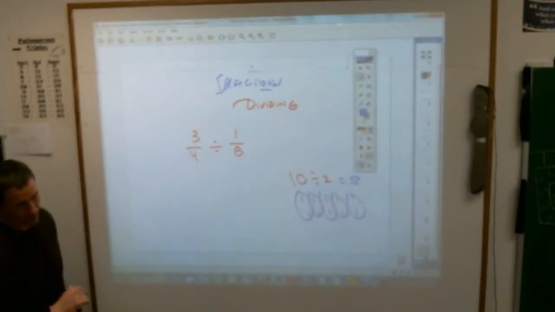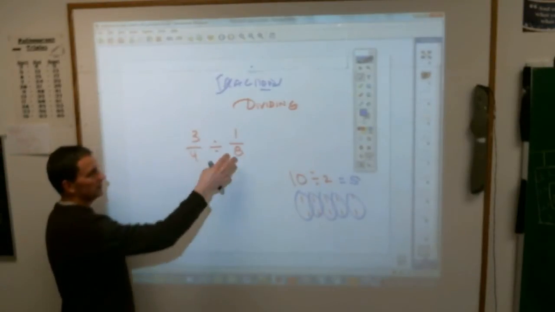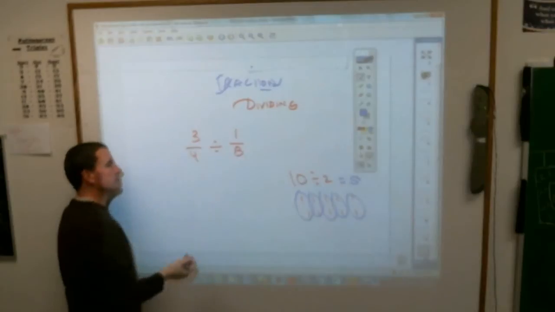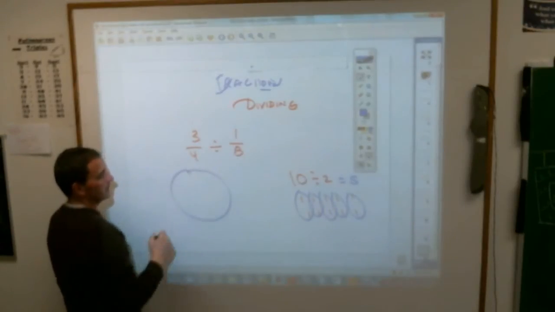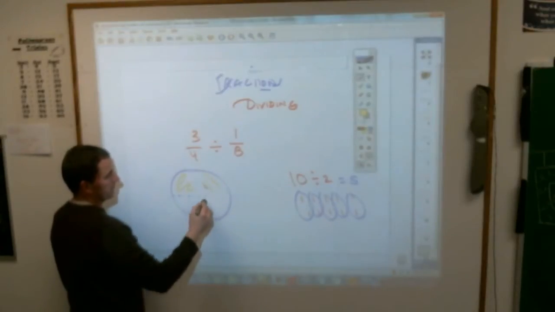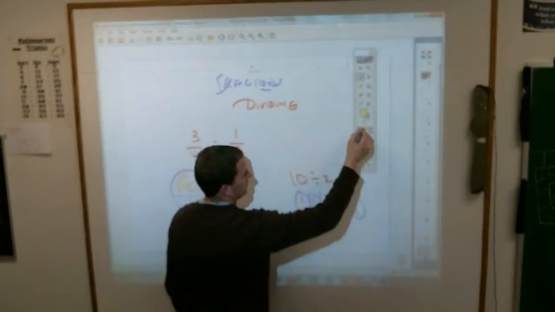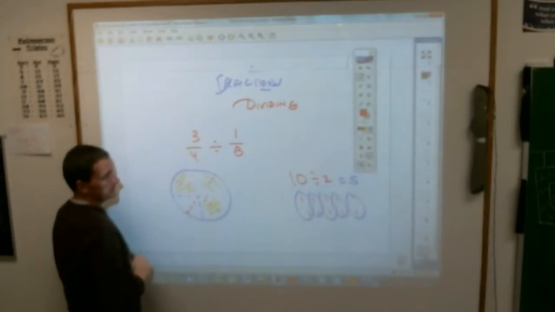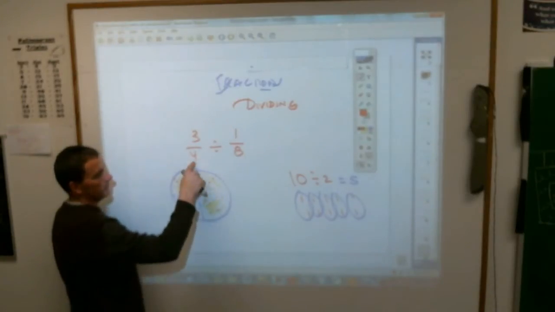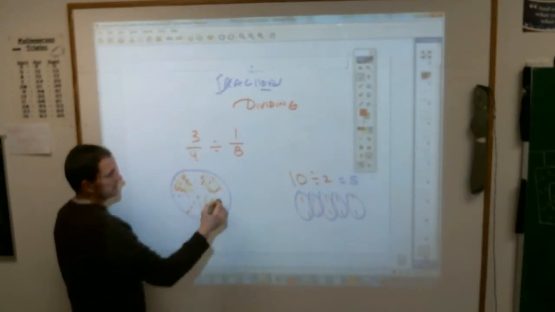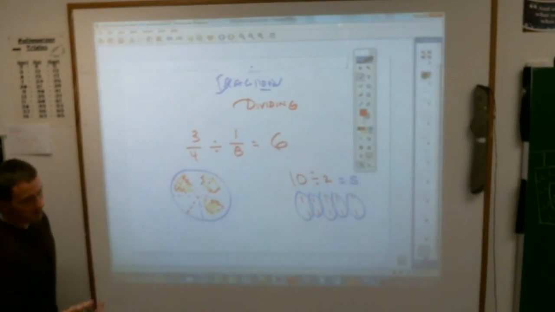The same thing is true for fractions, except the problem with fractions is you're kind of talking two different languages here. Here you have something cut into fourths, and there you have something cut into eighths. But let's take a circle, and I cut it into fourths, and I have 3 of them. If I take that same fraction circle and cut it into eighths, how many 1/8 pieces are there in 3/4? Well, here's 1, 2, 3, 4, 5, 6. So the answer is 6.